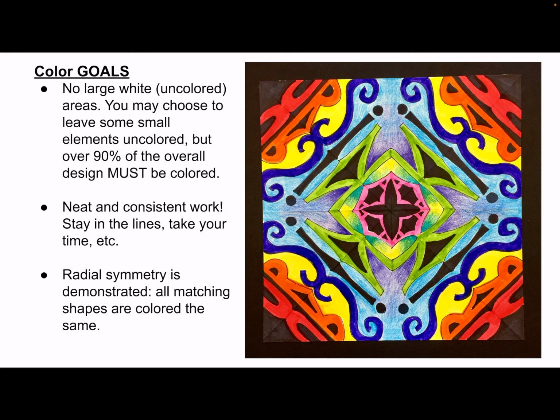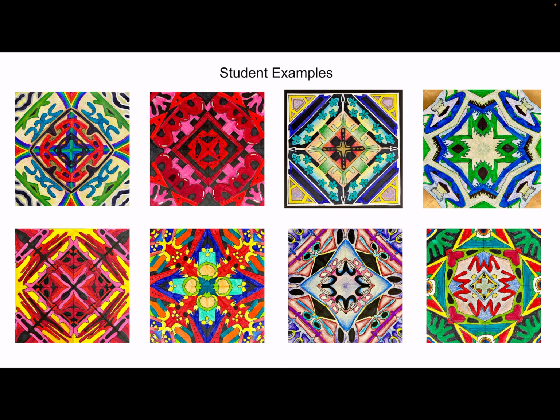Make sure that you're paying attention to that radial symmetry. You can see in the picture on the right, all of the shapes that are the same color. Make sure you're doing that as well. Here are some student examples. If you have some time and the sub wants to pause the video and show you these, you can, but I'm going to finish this video here so that you can move on and actually start this project.